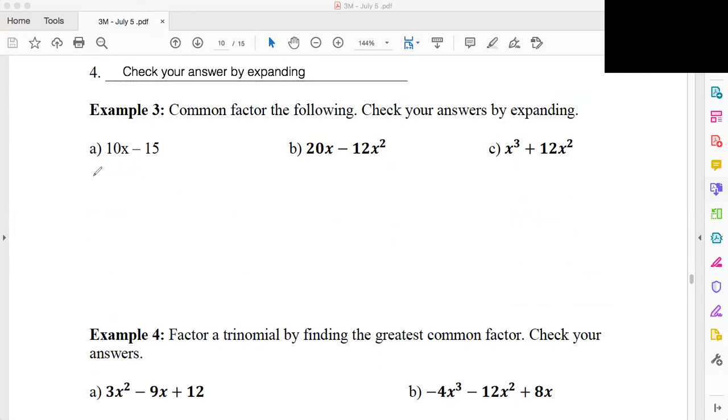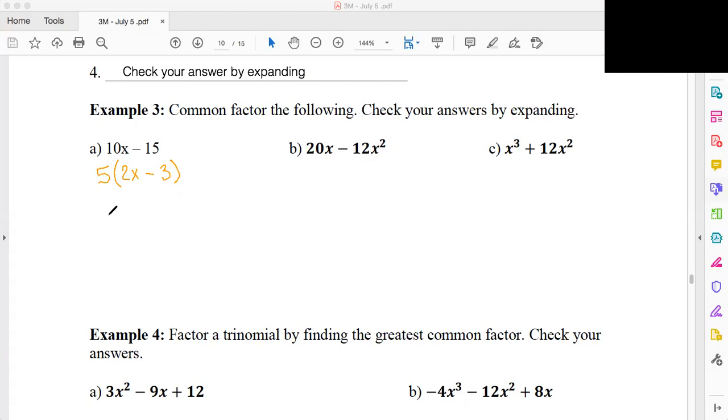Okay, so we've got 10x minus 15. So 10 and 15 have the common factor of 5. There's no variable that matches between the two. So all we're going to do is write the common factor here, the common factor being 5, open our bracket. You're going to do 10x divided by 5, which is 2x. The same sign goes in the middle. 15 divided by 5 is 3, and then close the bracket.